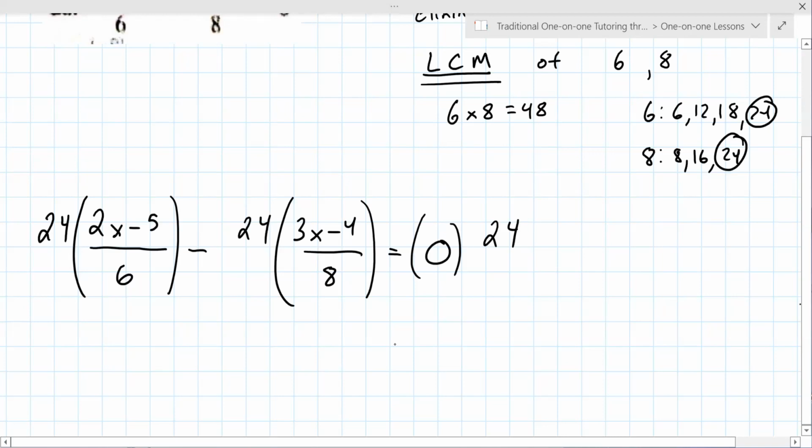I see. All right, now on the right, it's 0. No big deal there. Anything times 0 is 0. This is something that'll help you with the SAT. Have you taken the SAT or ACT yet? I took them last year.